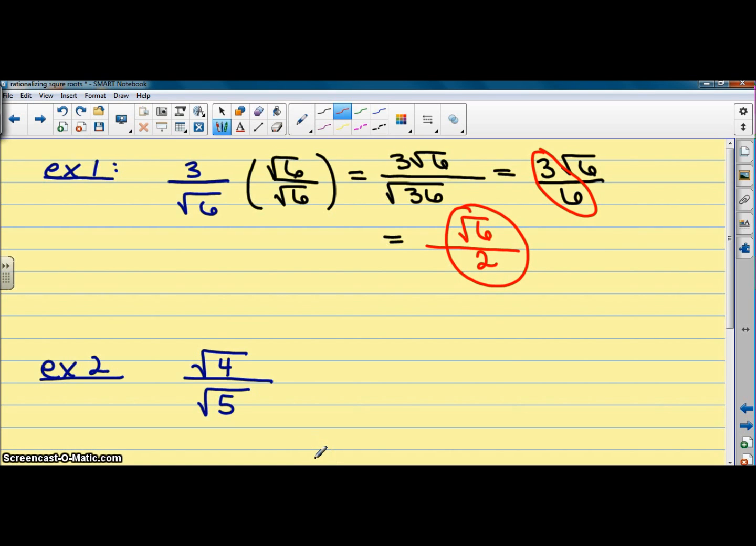Our second example is the square root of 4 over the square root of 5. Now once again I do have that square root of 5 in the denominator, but before I start this process I'm going to see if I can simplify my problem first. So I'm going to have 2 over the square root of 5. Now I'm going to start the rationalizing process. I'm going to multiply numerator and denominator by the simple square root in the denominator, which is the square root of 5.